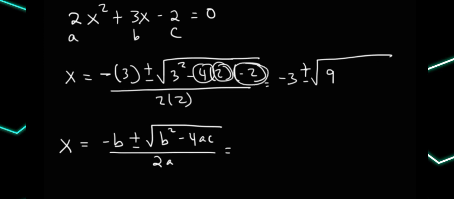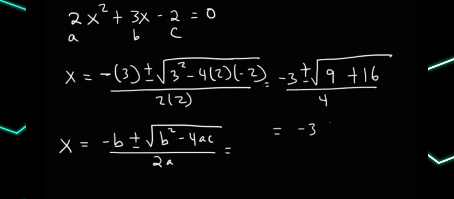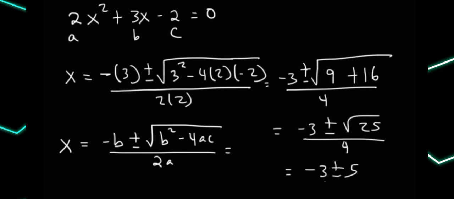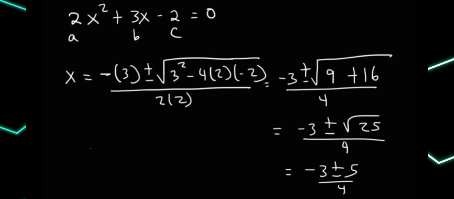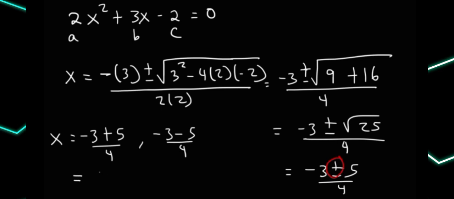So, when we multiply 4, 2, and negative 2, we get negative 16, and 9 minus negative 16 gives positive 25, over 4. So our answer is negative 3 plus or minus the square root of 25. The square root of 25 is 5. So we have negative 3 plus or minus 5 over 4. For the plus and minus values, x equals negative 3 plus 5 over 4 or negative 3 minus 5 over 4.